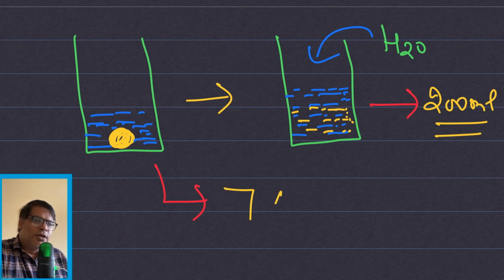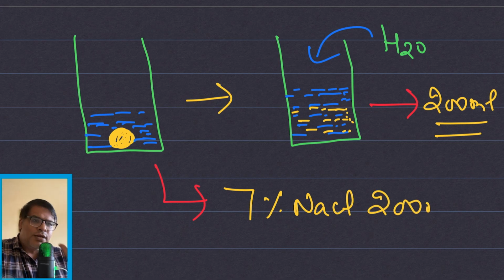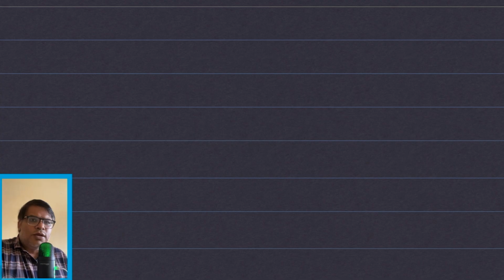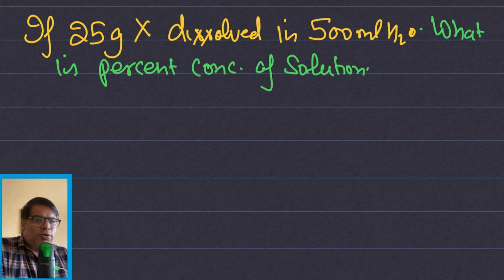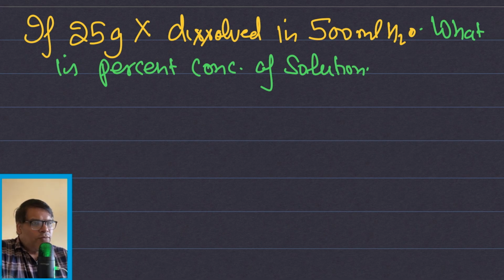Hopefully you have learned how to prepare 7% NaCl, 200 ml. Now, let's take the next question. If 25 gram of X solute is dissolved in 500 ml water, what is the percent concentration of the solution? Yes, you can do this.